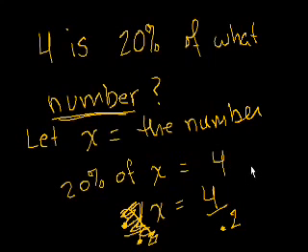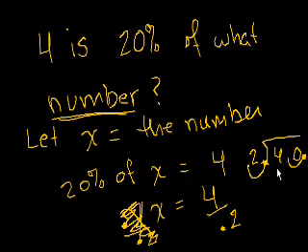Let's see, I hope I have enough space. 0.2 goes into 4. I'm going to put a decimal point here. And the way we do these problems, we move the decimal point here 1 over to the right, so we just get a 2. And we can move the decimal point here 1 over to the right. So 0.2 goes into 4 the same number of times that 2 goes into 40.